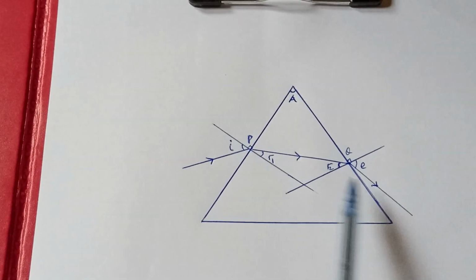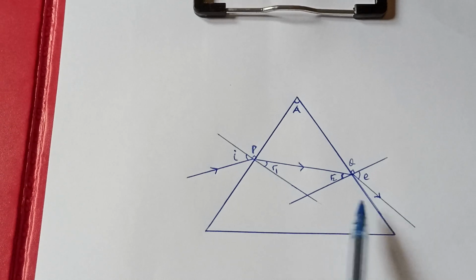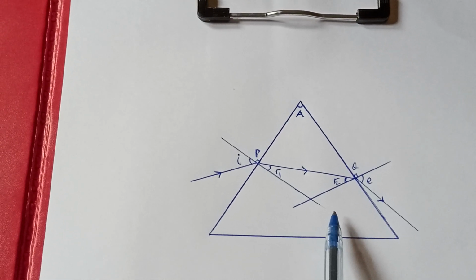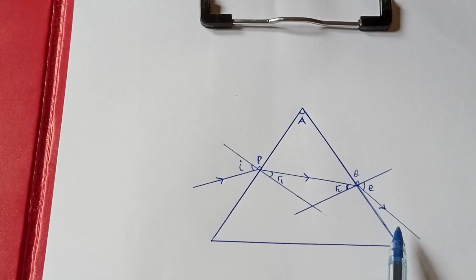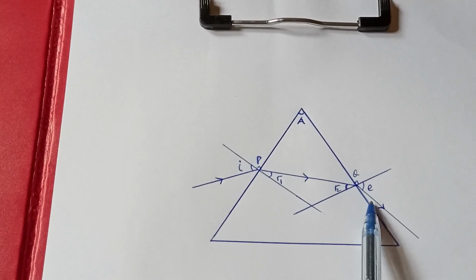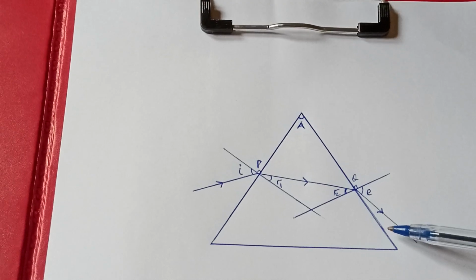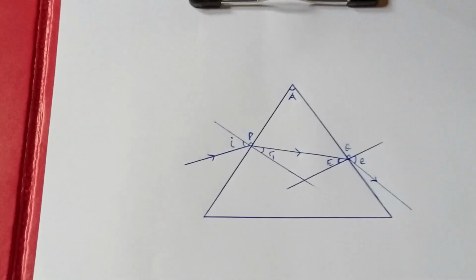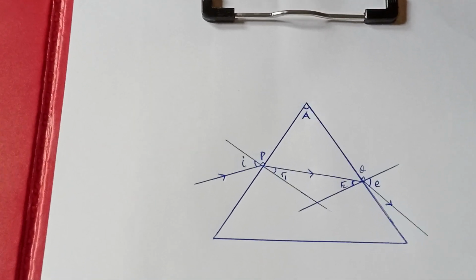Why? Now we are moving from glass back to air. The refractive index of glass is greater than that of air. So we expect this ray to be moving away from this normal as it is being refracted. So we measure this angle as E. That is the emergent angle, the angle of emergence.